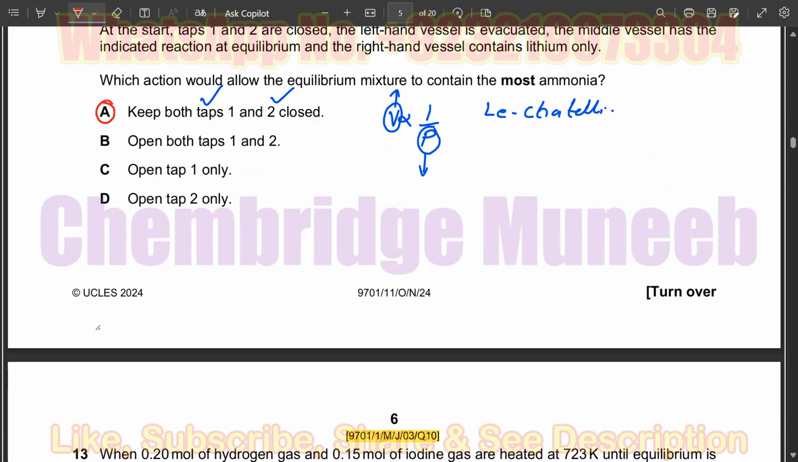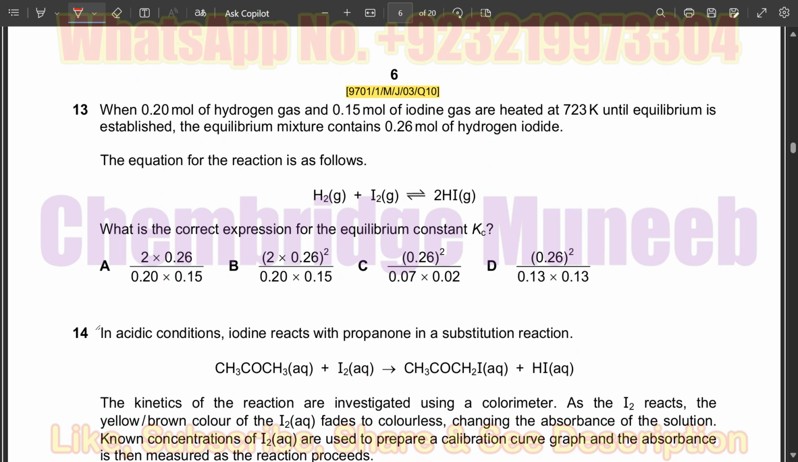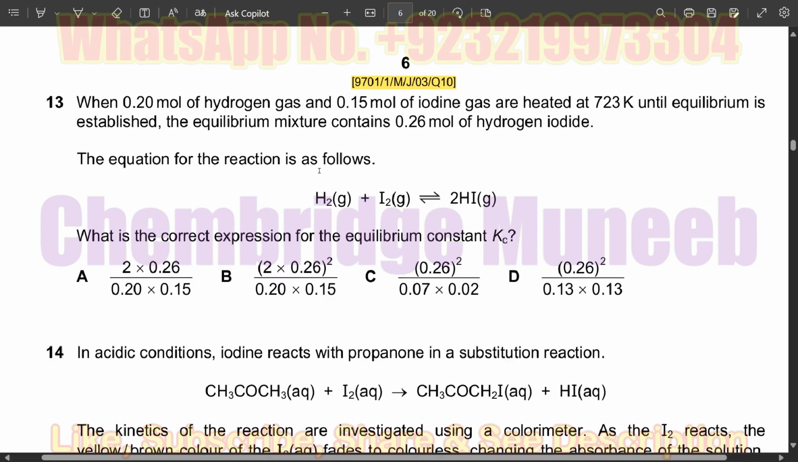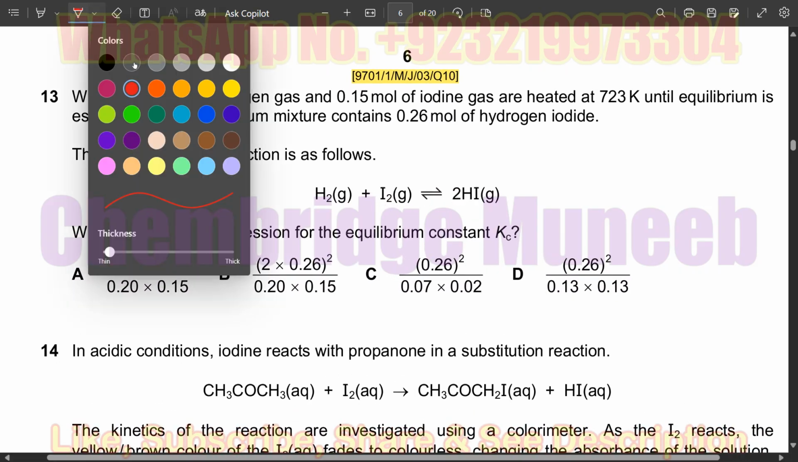Our next question, number 13. When 0.2 mole of hydrogen gas and 0.15 mole of iodine gas are heated to 723 Kelvin until equilibrium is established, we have this equation. Now in this equation we are given some data which we have to use to find the answer.